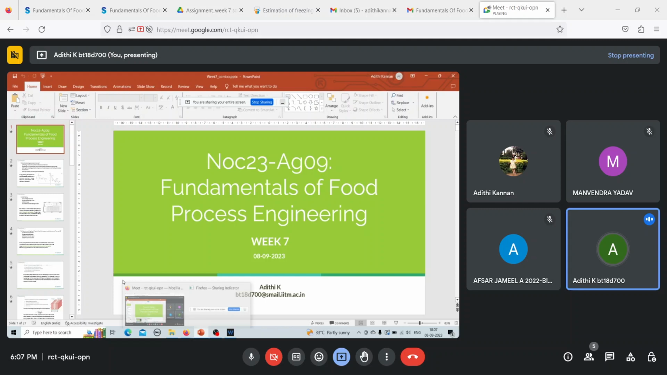Moving to question 3. During the primary drying phase in freeze drying, what is necessary to calculate the amount of heat required? A. Latent heat of vaporization, B. Latent heat of sublimation, C. Enthalpy of water vapor, and D. Specific heat of the product.